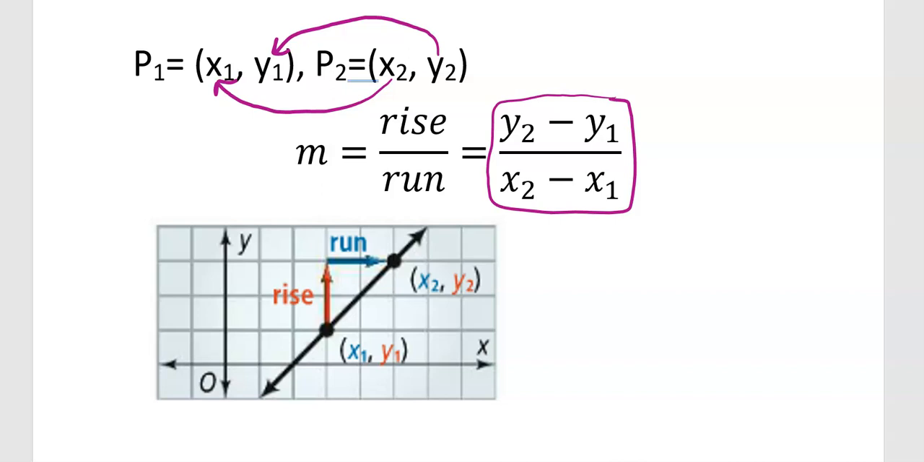That is the run. There could be a second formula also. I didn't put it on the formula sheet, but I just want you to know you can switch these around, but you have to switch both. So I'm going to put or. You could do y1 minus y2 over x1 minus x2. If you like to subtract in the right order, like the first one minus the second one, that works, but you do have to do both of them.